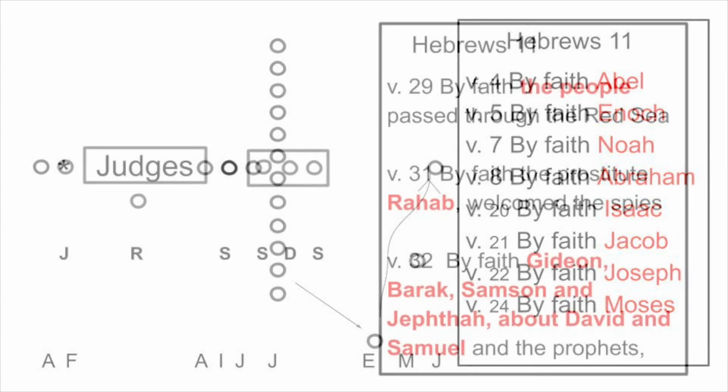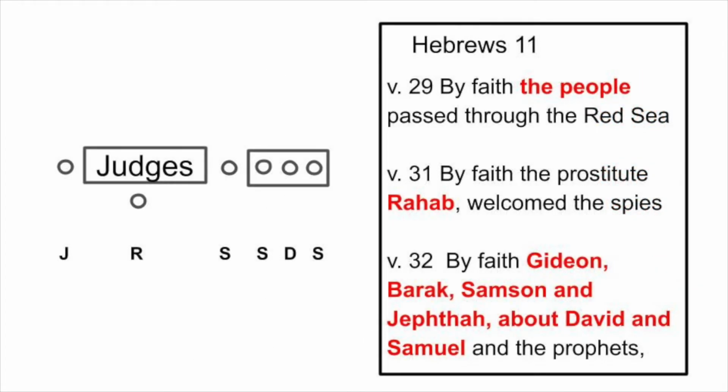In the next section, it says in verse 29, by faith the people crossed through the Red Sea, and by faith the prostitute Rahab welcomed the spies. And then during the Judges, by faith Gideon and Barak and Samson and Jephthah. And then during the United Kingdom, and about David and the king anointer Samuel and the prophets.